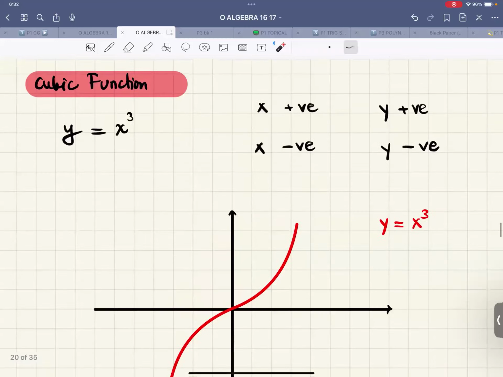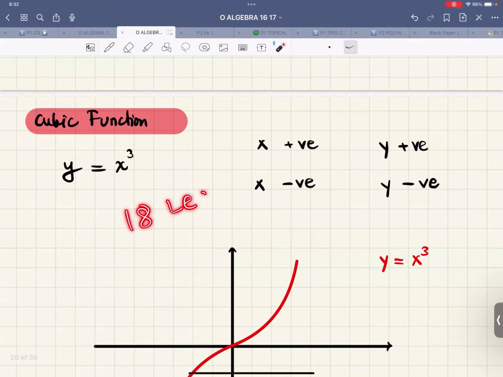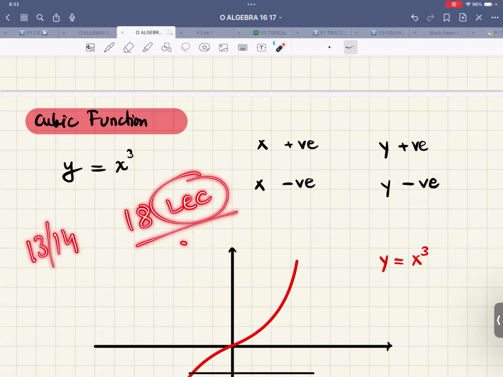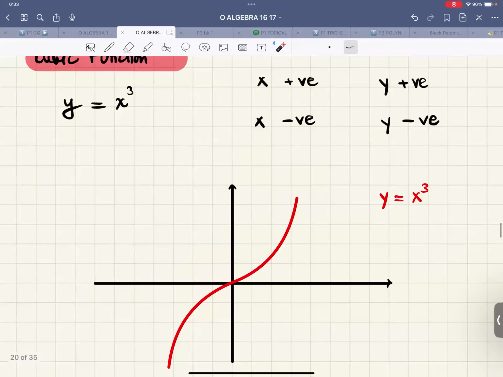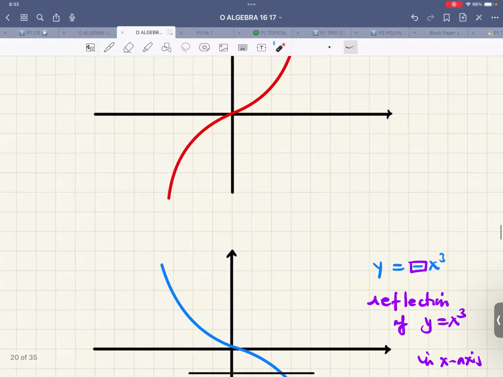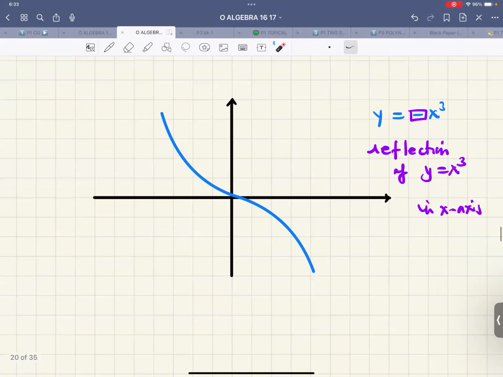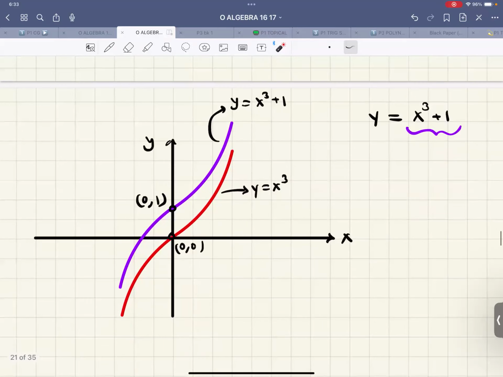Remember, this is the 18th lecture. So in the initial lectures, I think maybe like 13 or 14, I'll just share all the links. There is this original graph explained. I have done the explanation, but still it's explained over there also. When y is equals to negative x cube, it's a reflection of y is equals to x cube in the x-axis. So these are the two original ones.